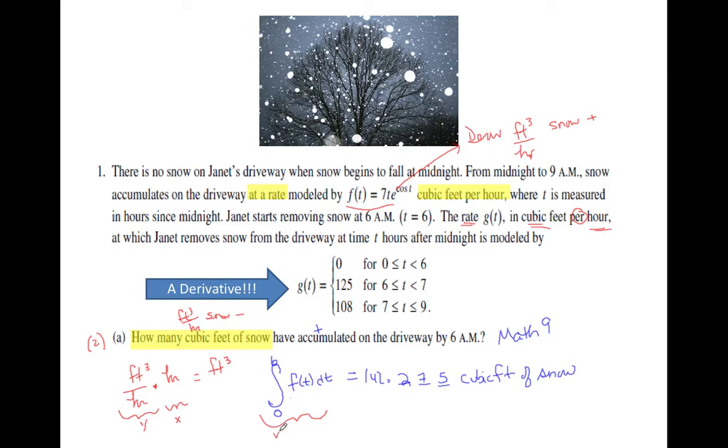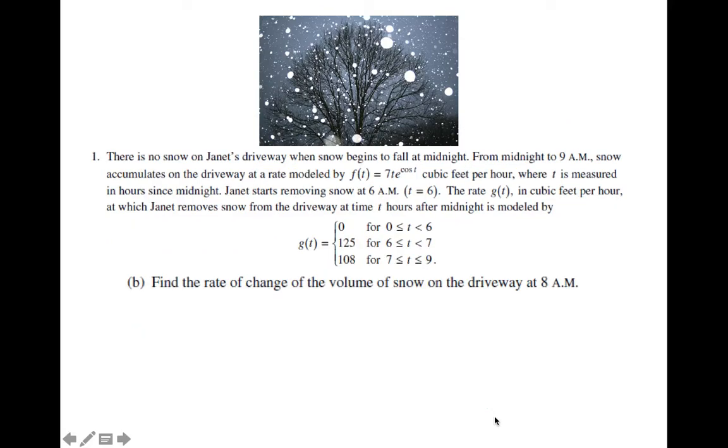I'm just going to do the rubric right along with it as we go. Part A was worth 2 points. 1 point was for the integral, which would include the limits and the integrand. And then 1 point was for the answer. You have to have the numerical value to 3 places past the decimal as well as the units to get that point.